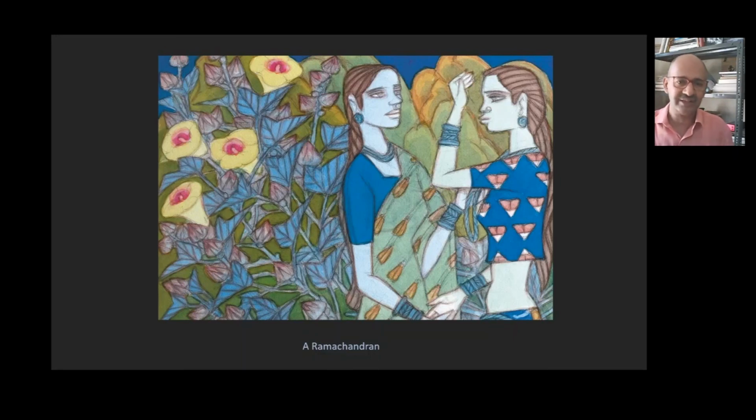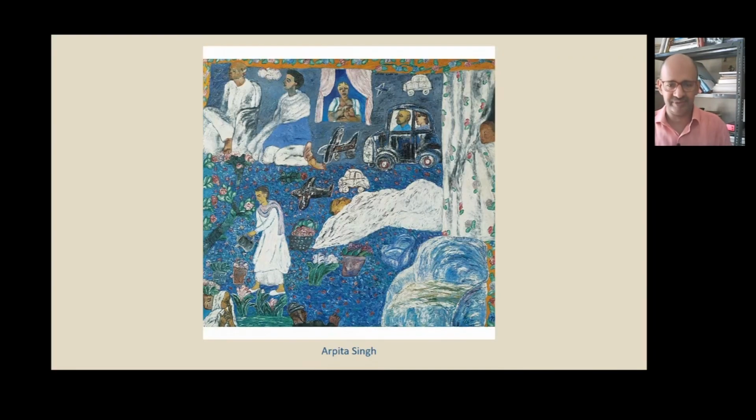On the other hand, you see the presence of the new urban men and women. Also, a very strong presence of nature, flowers, trees, foliage, leaves. So, revisiting these three areas and trying to bring them under one stylistic idiom was probably one of the goals of A. Ramachandran for his own art.